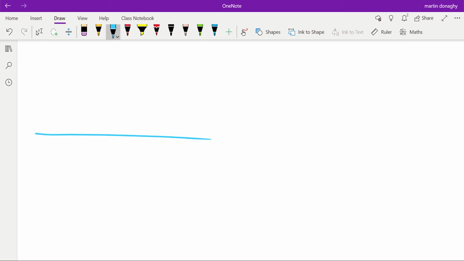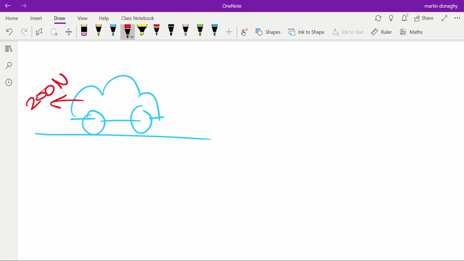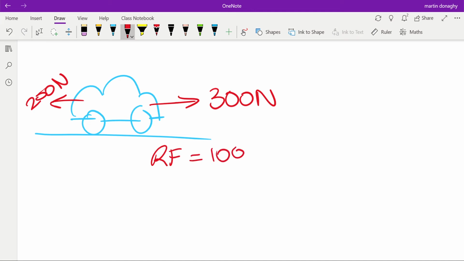So let's say we have a car, and there's some friction acting on it. So we have a backwards force of 200 newtons, but the forwards force is 300 newtons. Those forces aren't balanced. In fact, there is a resultant force of 100 newtons to the right in this case. What happens there? Well, Newton's first law doesn't apply. So it doesn't stay stationary if it was stationary, and it doesn't stay at the same speed in a straight line that it was doing beforehand.